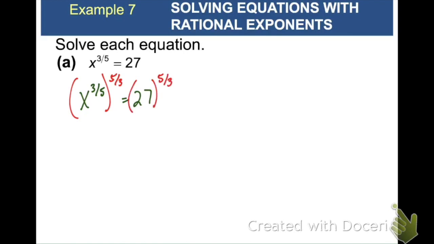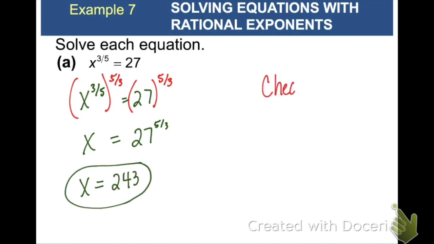Again, I'm doing this because when I multiply 3/5 times 5/3, which is what we do whenever we have a power raised to another power, I'm going to get 1. So therefore, we get x by itself. In the end, we get x equals 243. You can check this by plugging in 243 to the 3/5 in your calculator, and you get 27.